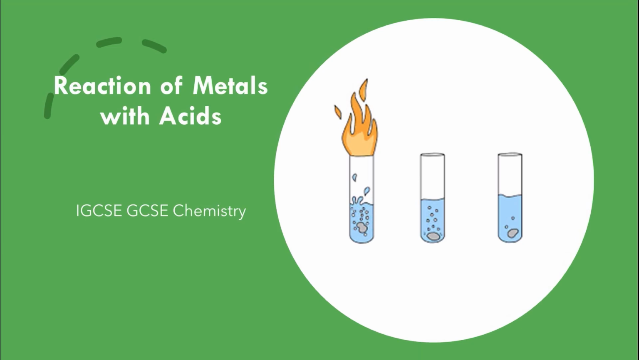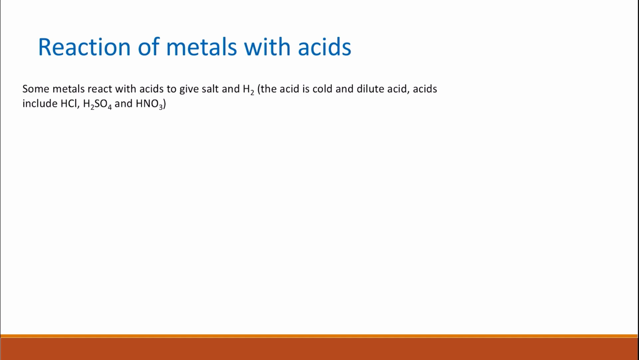In this video, I'm going to talk about the reaction of metals with acids and the reactivity trend of the metals based on their position in the reactivity series. So some metals will react with acids and they will give salt and hydrogen. The acid we are referring to here must be cold and dilute acids. Some examples of these acids are hydrochloric acid, sulfuric acid, and nitric acid.